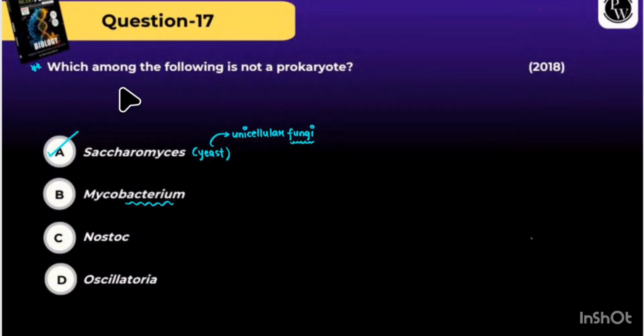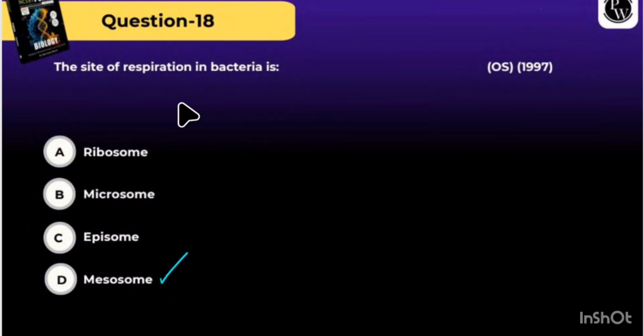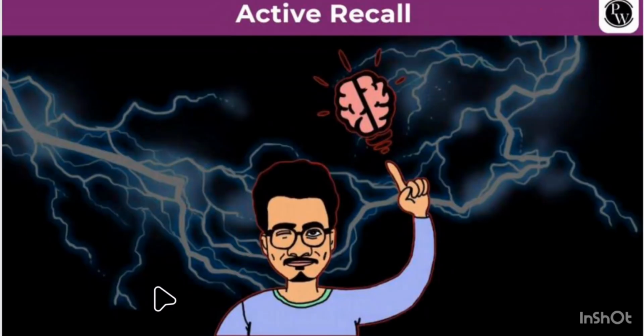Which among the following is not a prokaryote? Saccharomyces, which is a yeast, a unicellular fungus. The site of respiration in bacteria is the mesosomes. That's all.